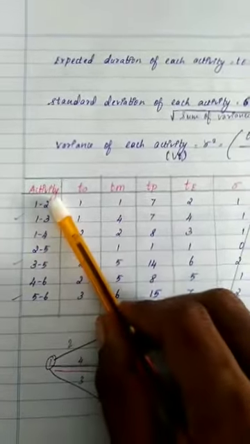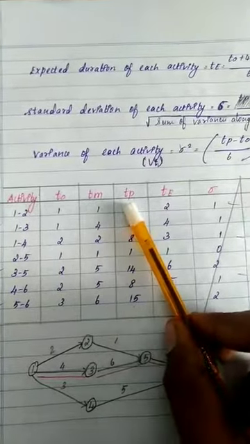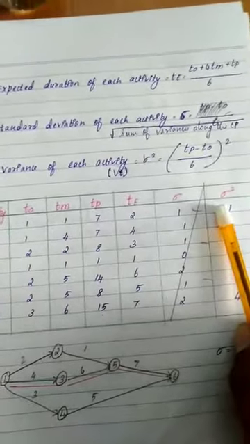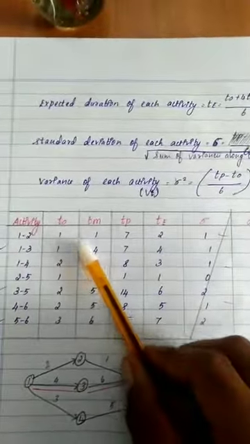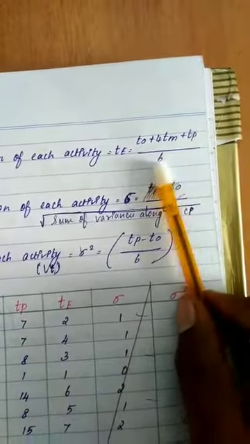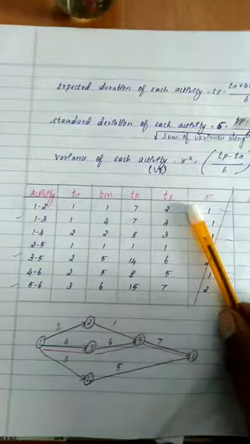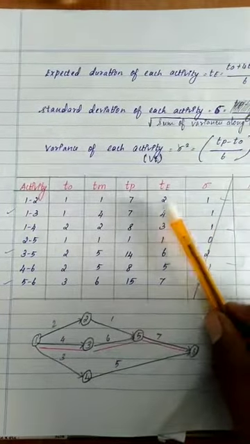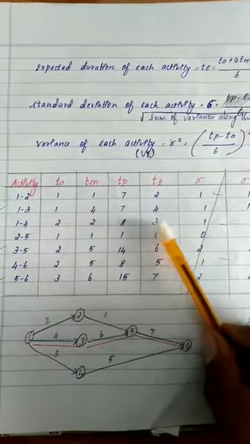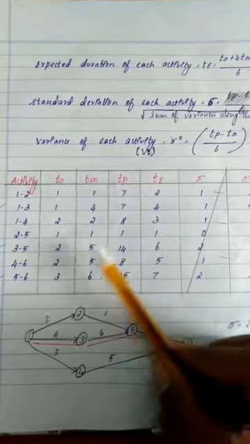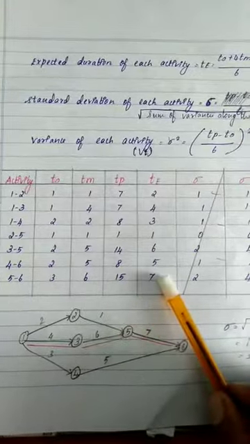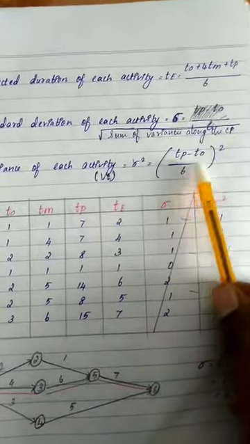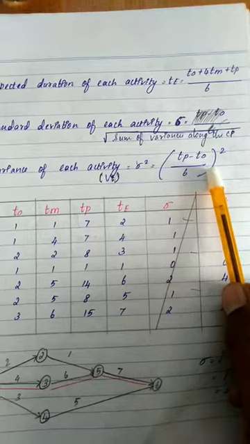So this is the activity with T0, Tm, Tp, Te and sigma square. You need to find out these things. By substituting T0, Tm, Tp in the formula (T0 + 4Tm + Tp) / 6, you will get the Te for activity 1 to 2 as 2, 1 to 3 as 4, 1 to 4 as 3, 2 to 5 as 1, 3 to 5 as 6, 4 to 6 as 5 and 5 to 6 as 7.